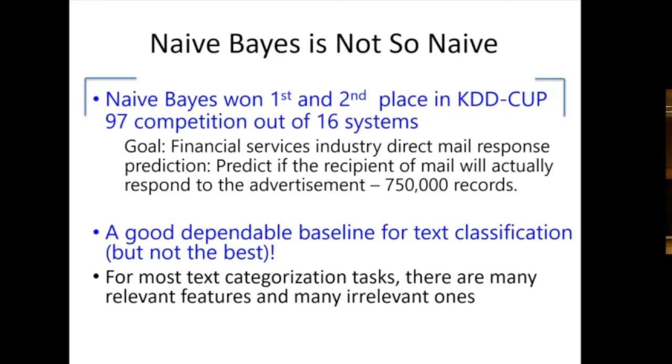This is really just trying to predict whether a recipient of an email will actually respond to an advertisement. There were about 750K records in that competition. This was a very, very big amount of data in 1997.